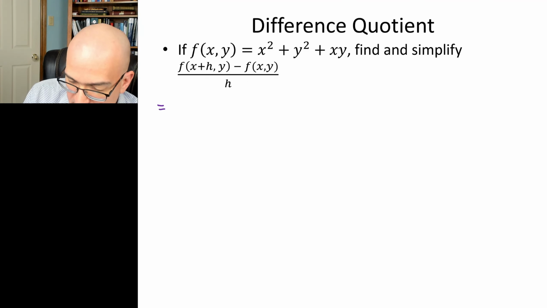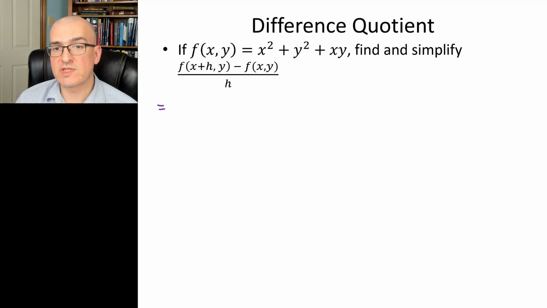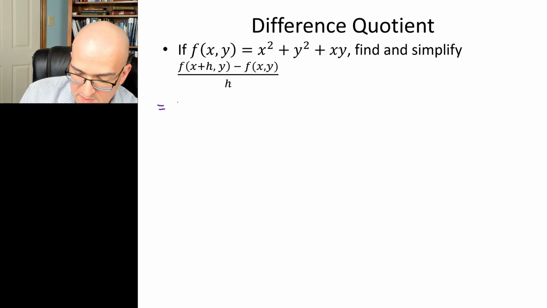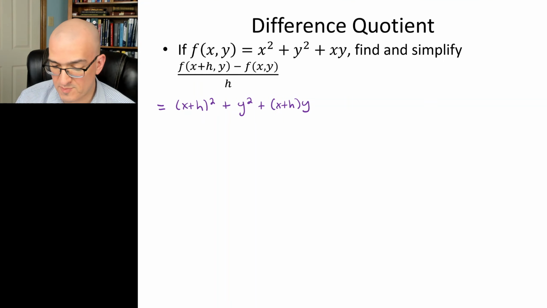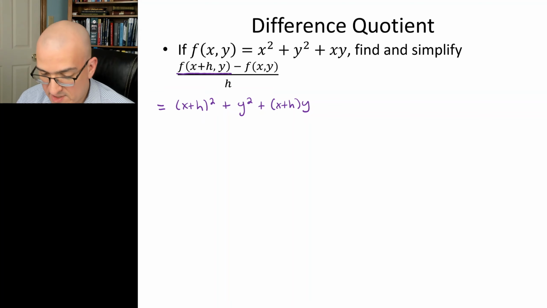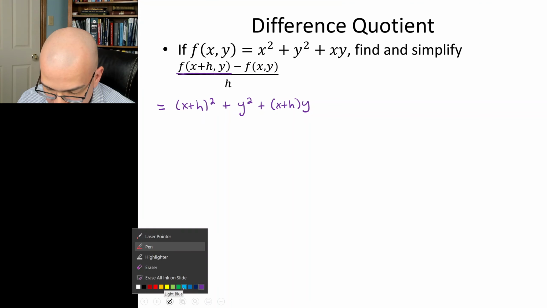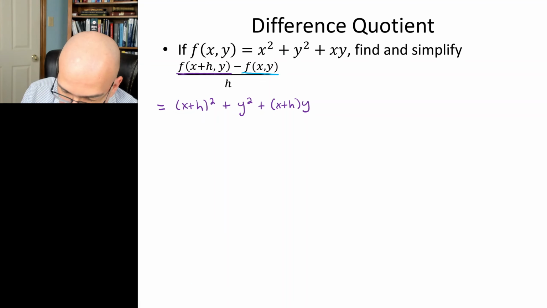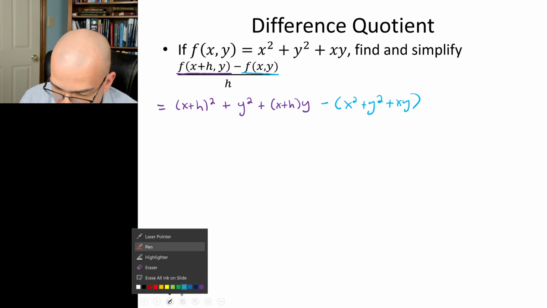So I'm going to plug in the different ingredients into here. This notation means we're leaving y alone, and we are replacing the x by an x plus h. So x squared becomes x plus h all squared, plus, nothing changes for y, plus x plus h times y for that third piece. So that's the first part done. That's f of x plus h comma y. Now we're going to subtract the second part of the expression, f of x comma y, so minus x squared plus y squared plus xy, and then we have this all divided by h.